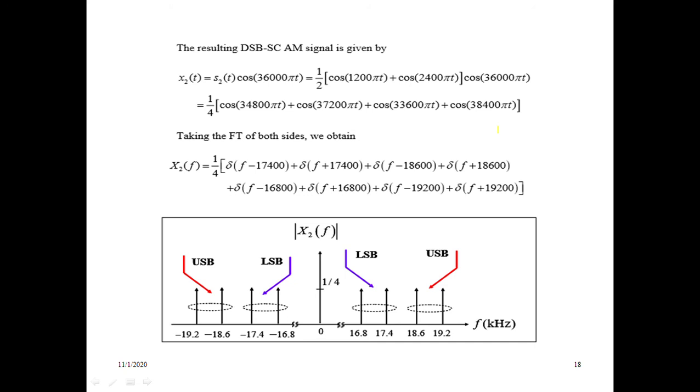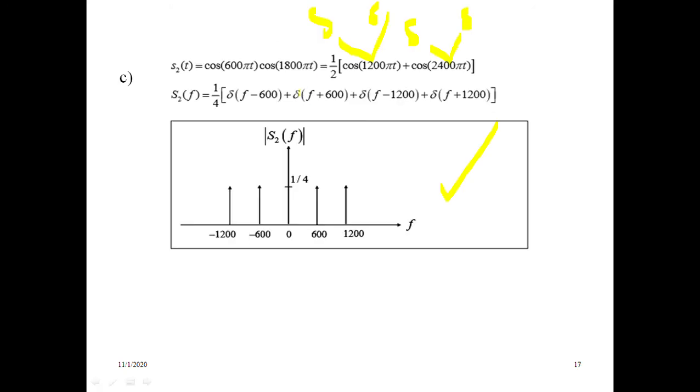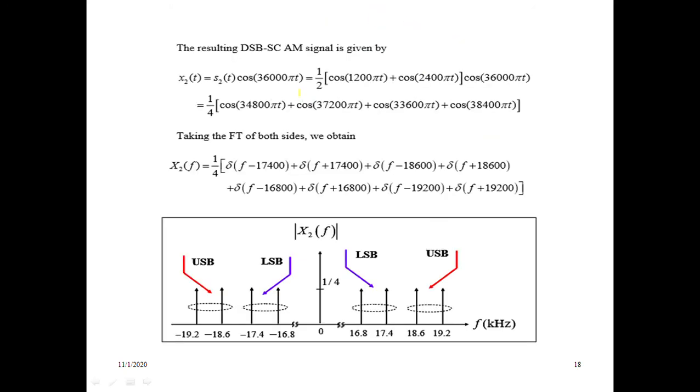Alright, so again we multiply, so be careful with the calculation, because right now we have cos multiplied with cos. So you do part by part, and then you transform into frequency. Just now we had 4, now we have 8 deltas.